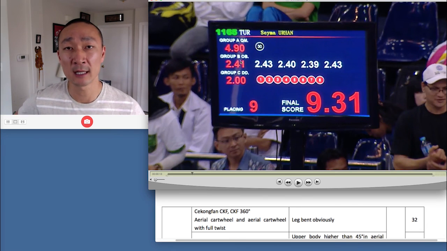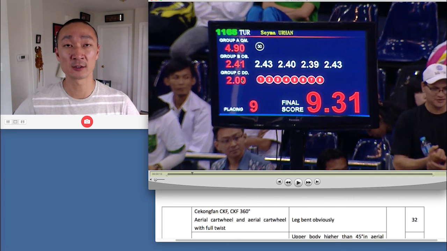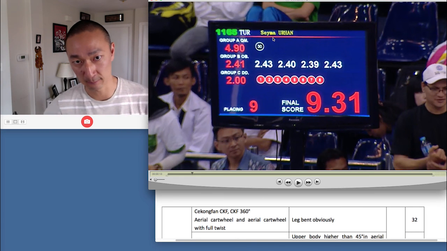So again, to recap, this is the Group A scores. This is for quality of movements. This second number is the Group B scores, the 4 scores from the Group B judges. And the final is the Group C, which are the judges that are looking for degree of difficulty. So here we see that the athlete got a code 30.